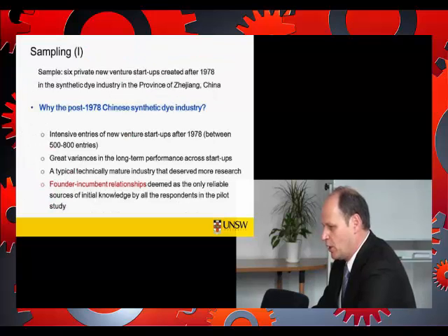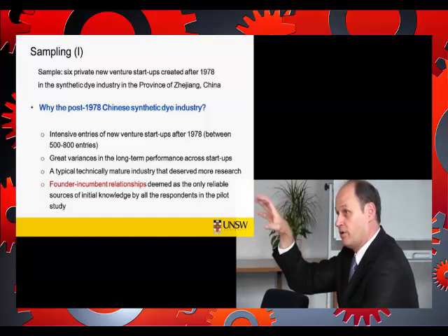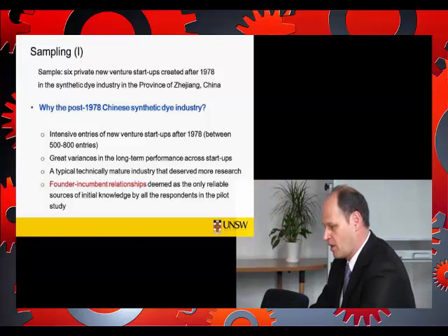Now, in terms of sample, we are looking at 6 private new venture startups created in 1978 in the synthetic dye industry in the province of Zhejiang. This is the 3rd region. I told you the migration, right, from region 1, Shanghai, to 2, to Zhejiang.